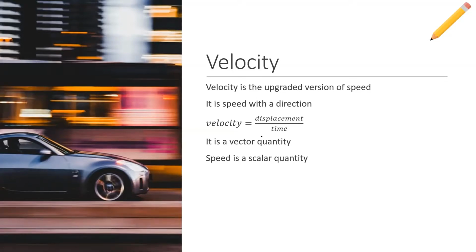Now, that's important. Velocity is a vector quantity, which means that it has a direction, whereas speed is a scalar quantity. It has no direction. And now you can see why we use the symbol V, because V stands for velocity. Sure, we can still use V to mean speed as well, but velocity is V.